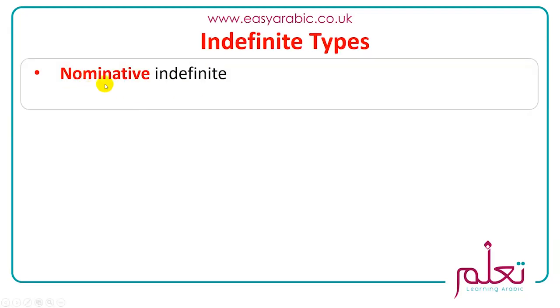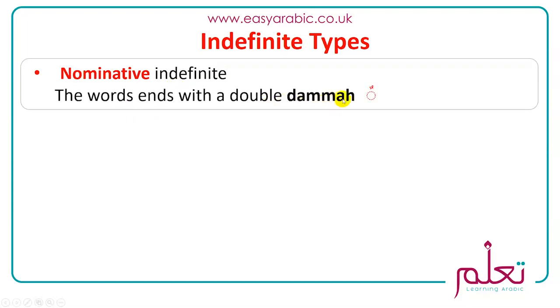The first one is called nominative indefinite, and what happens there is the word ends with a double damma. If we look at an example of this, it'll be malikun, so it adds the un sound at the end of the word when the damma is added. So examples are a king, malikun, qalamun, and so forth.